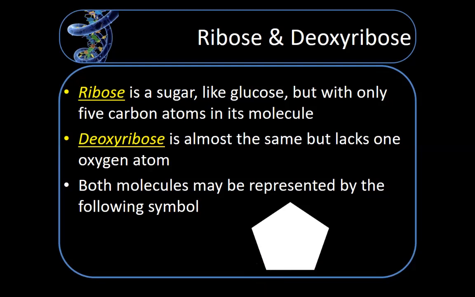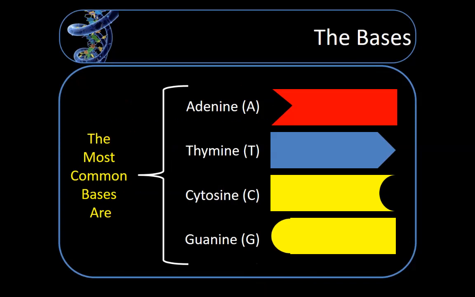Now let's move on and take a look at the bases. The most common bases in DNA are adenine, thymine, cytosine, and guanine. These are not the actual shapes of the molecules. I'll show you more of what that looks like in a second. But when you look at these shapes I've put here, what do you notice about them? Hopefully you're recognizing that their shapes are complementary and that they work together.